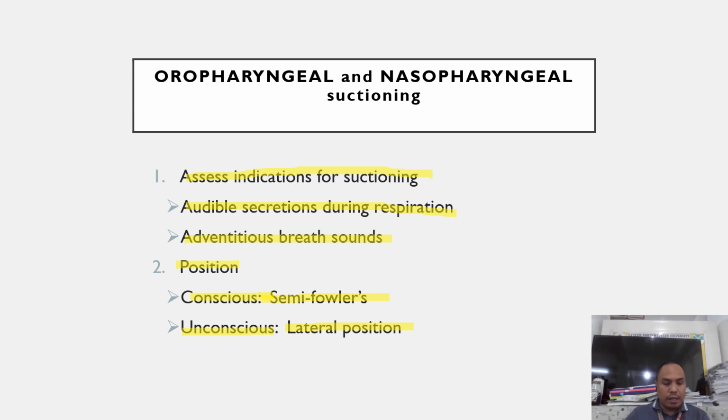The rationale of this position is that it allows the tongue to fall forward so that it will not obstruct the catheter or the insertion. The lateral position also facilitates drainage of secretions from the pharynx and prevents the possibility of aspiration.